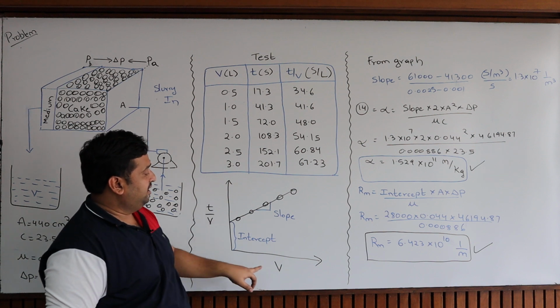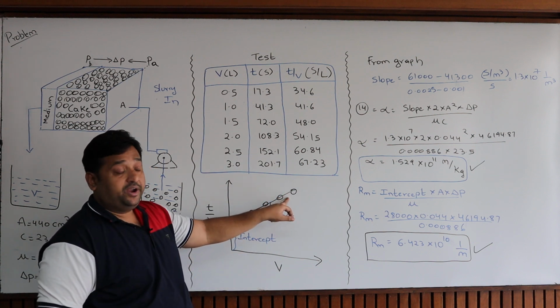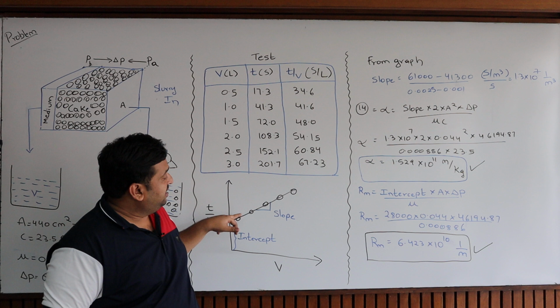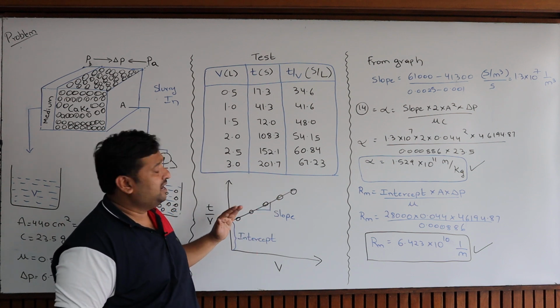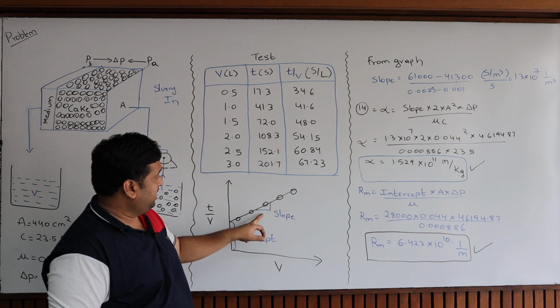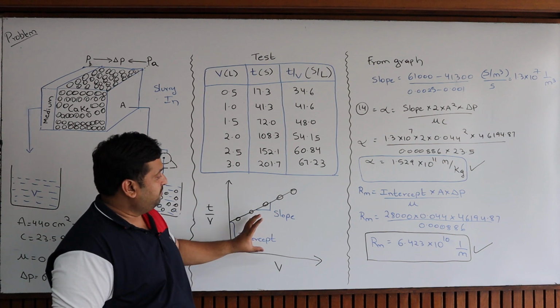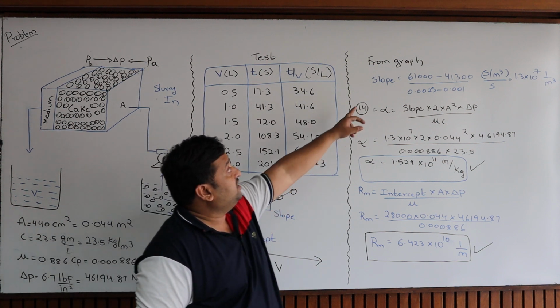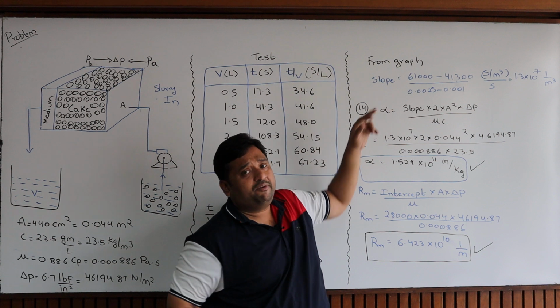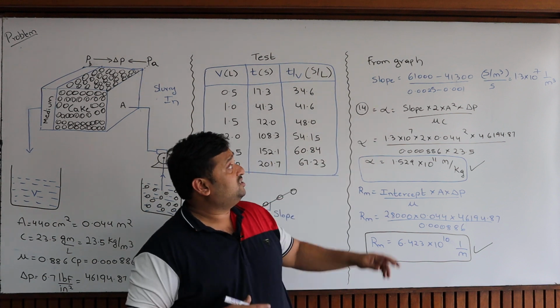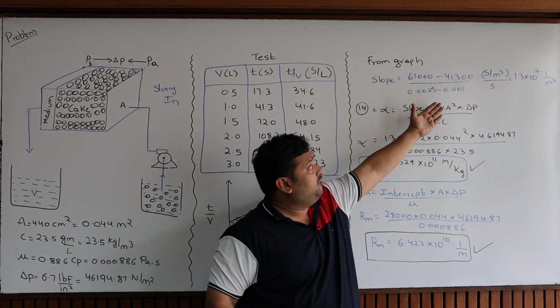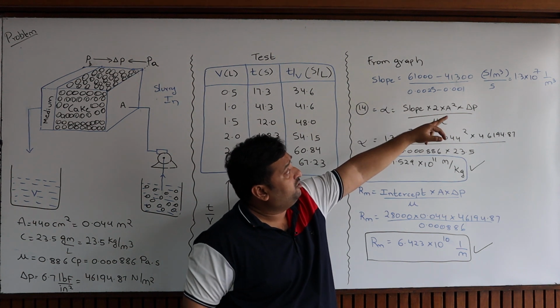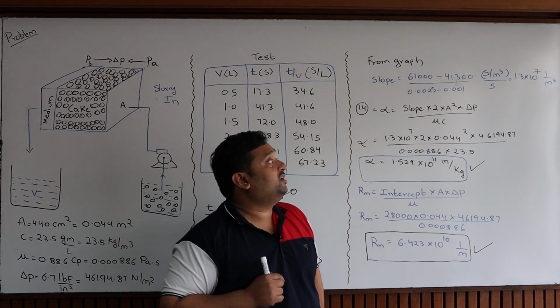I plot t by V versus V. I get some data points. From the data points, I draw a line connecting majorly all the points. I get the slope and intercept. From the slope and intercept, this is how I calculate the slope. When you do the calculations personally, you get the slope as 1.3 into 10 power 7 per meter cube, the unit of the slope.